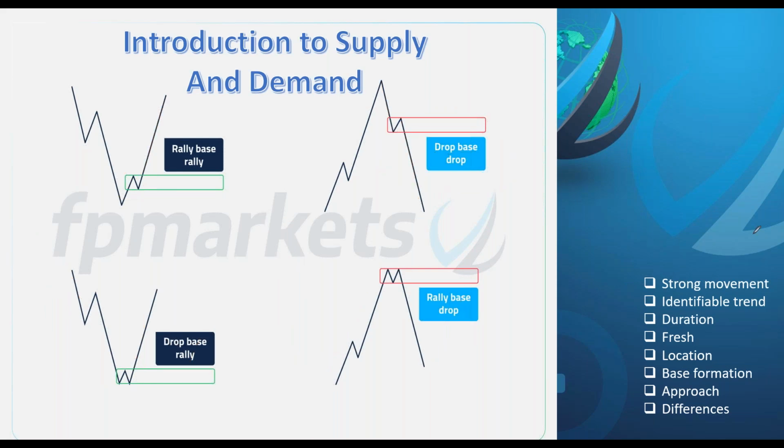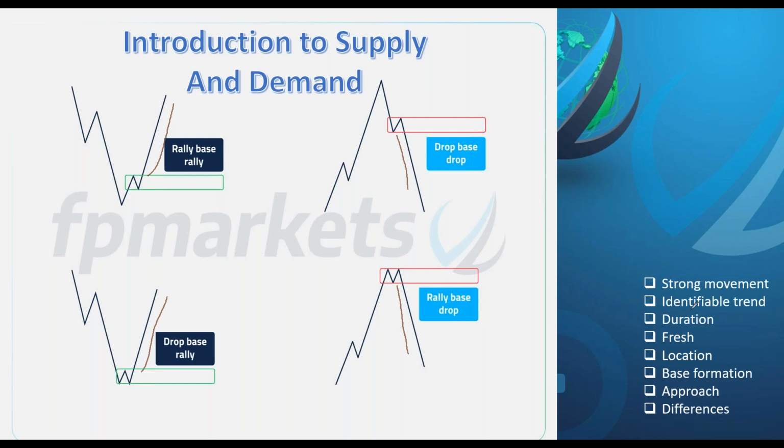Okay, so key points to be aware of. Strong movement. I look for strong movement to form out of each base, as I've already alluded to. Strong movement has to form out of each of these bases for me to initially validate either a supply or a demand area.